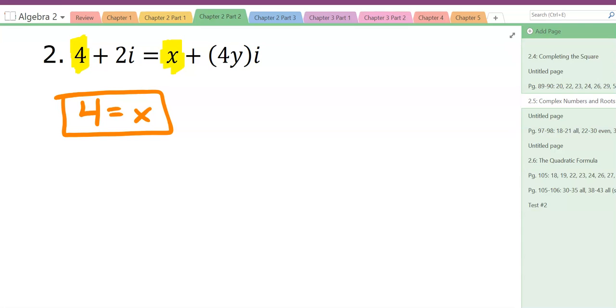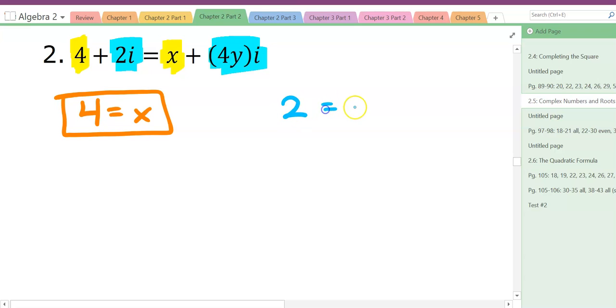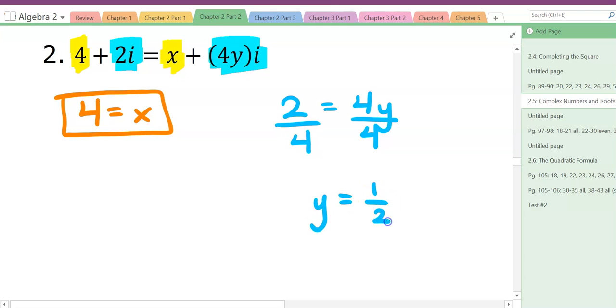So then the other pieces, 2i and 4yi, those get set equal to each other. And if you understand that because they both have i's, those i's cancel, I'm okay if you just drop them off right away. And you just take the 2 and set that equal to 4y. So if you want to drop them off right away, that's fine. Then I'm going to divide by 4 on each side, and I'm going to get 1/2.